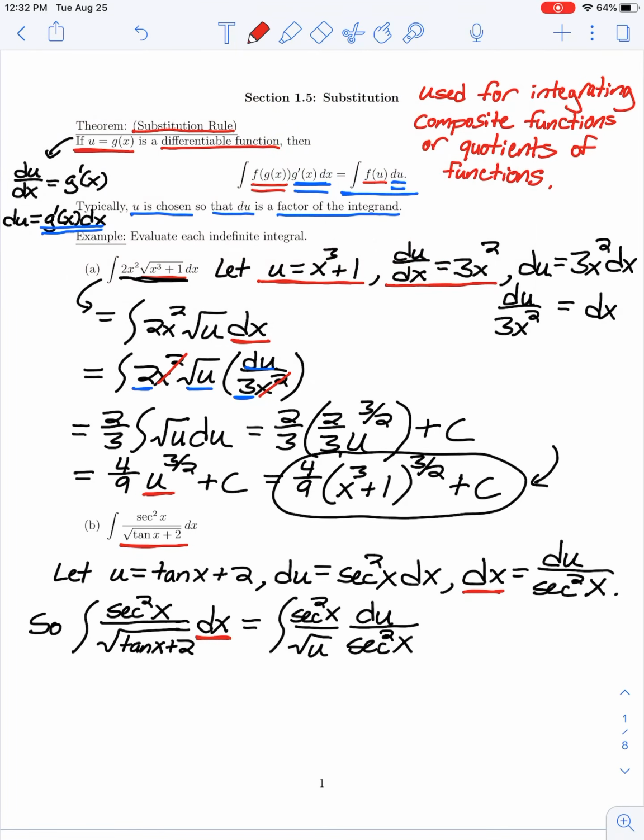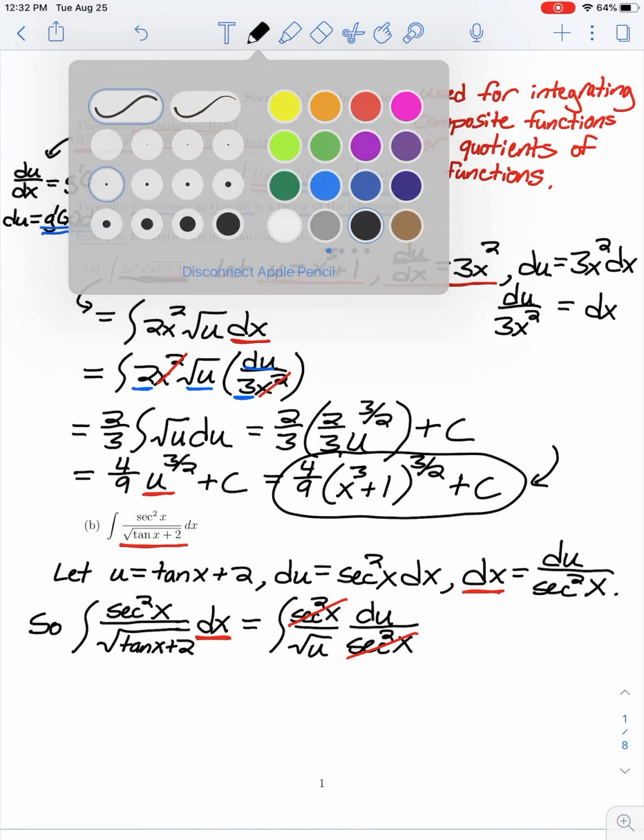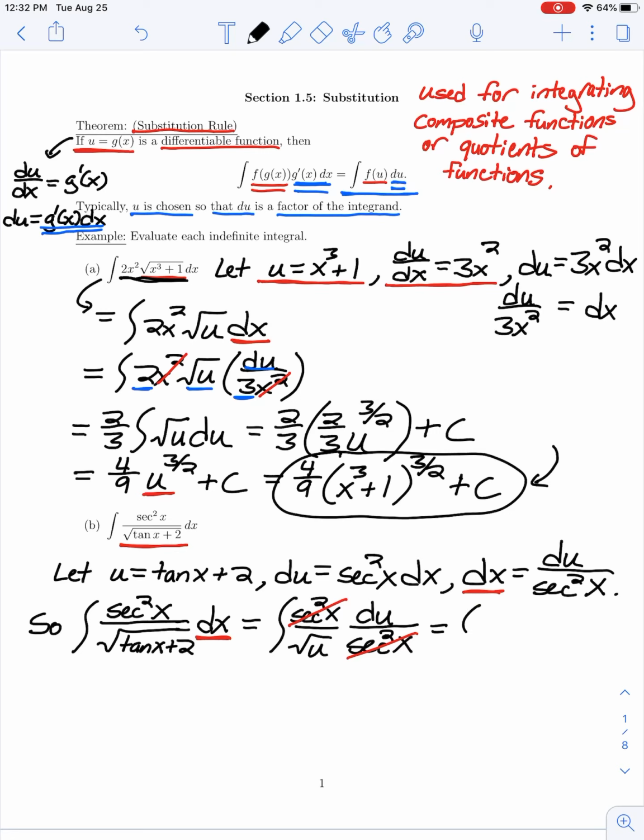So we see here that the factor of secant squared x in the numerator and denominator cancel one another. And we're left with the integral of du over the square root of u. Now, in order to find an antiderivative for this function, we would most likely rewrite it. So 1 over the square root of u is the same as u to the negative 1/2 power du. And doing this allows us to use the power rule to find our antiderivative.